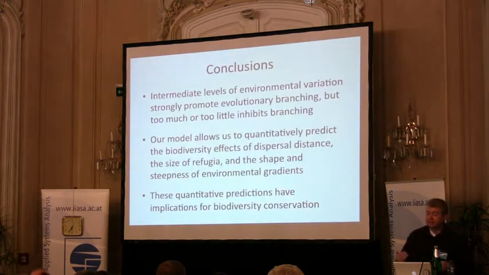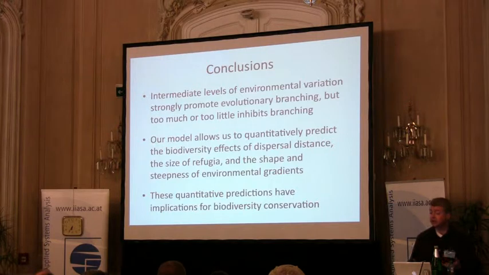So that's just a tiny taste of the kinds of effects and interactions that my model has revealed. There's a ton of other plots that I could show you. In broad terms, though, I can conclude that intermediate levels of environmental variation strongly promote branching, while too little or too much variation inhibits branching.